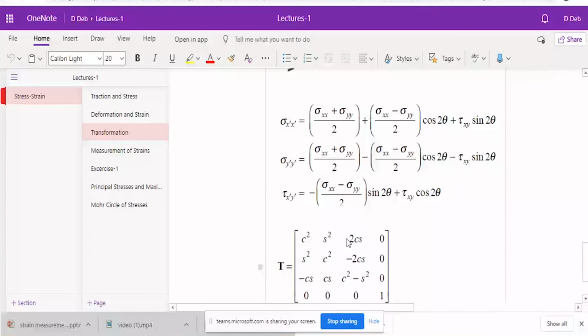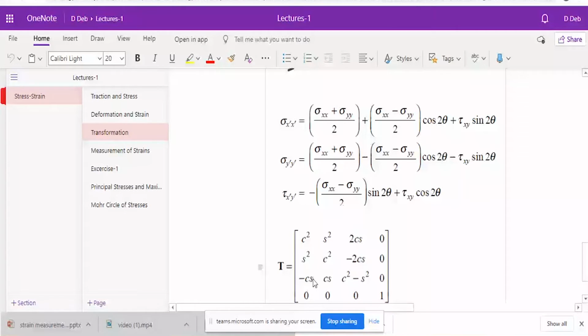Using that matrix, right now you will not consider this column and this row. Only these three are fine. So this T is the relationship for stress transformation. As I told you, in the book it is not done this way. In the book, it is done in another way, but the same result will come.